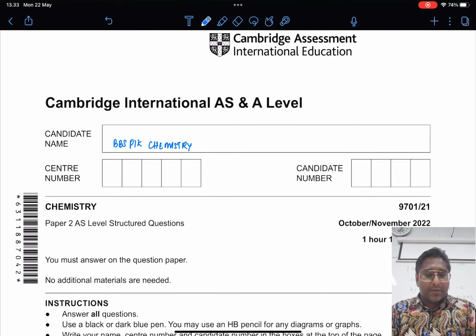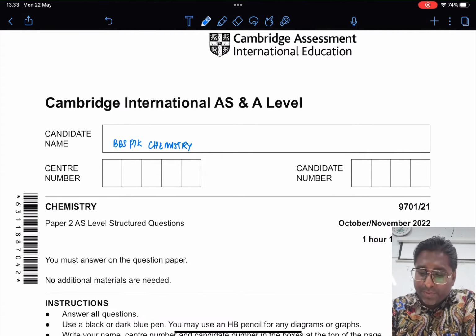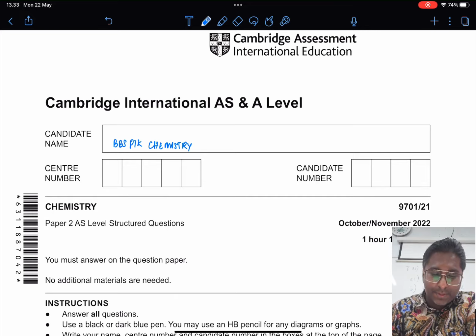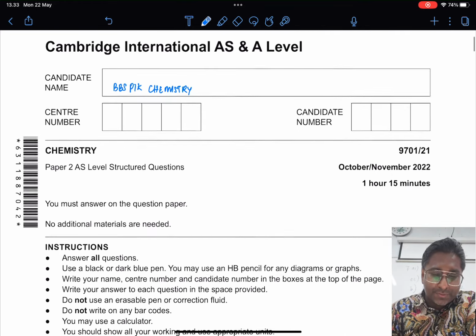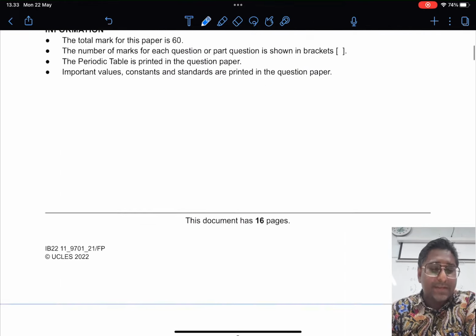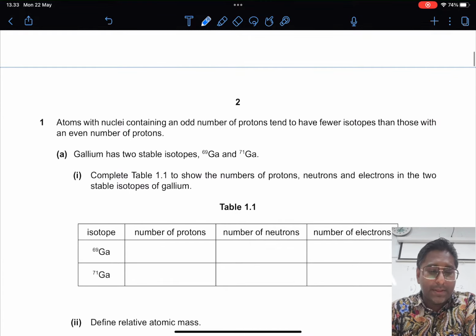Okay, so we will start with this paper, October/November 2022. This is paper 2. Question number 1: atoms with nuclei containing an odd number of protons tend to have fewer isotopes than those with an even number of protons.